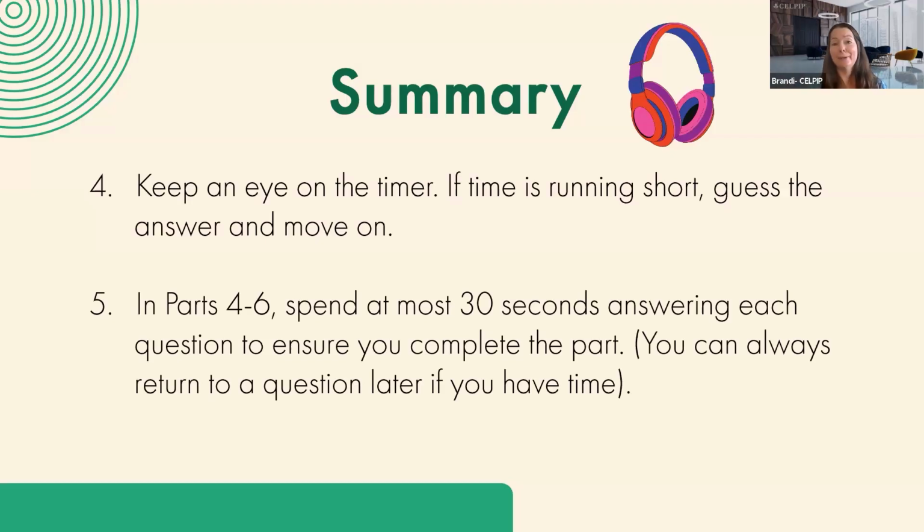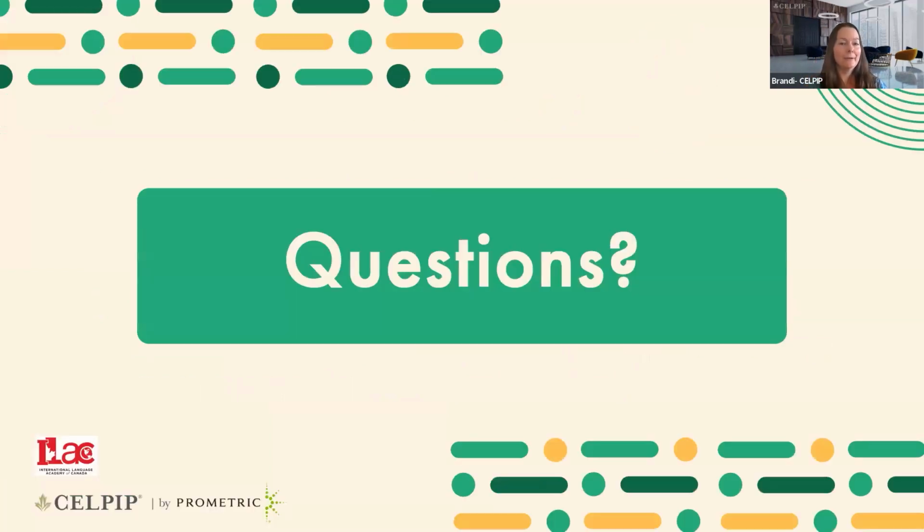Parts 1 to 3, you can never go back, right? Once you're done a question, the test moves forward. So whatever you guess, it's done. In parts 4 to 6, because all of your questions are on one computer screen, you have the ability to go back if you need a bit more time. Anyway, in a nutshell, that's what the time management's all about.